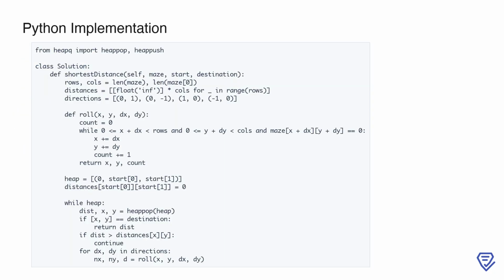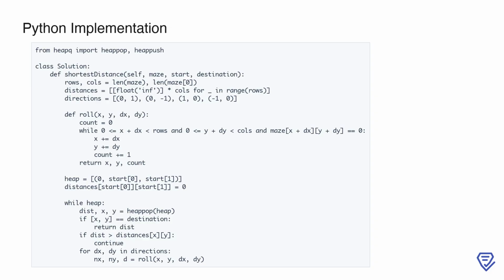Here, we start by importing the necessary functions heappop and heappush from Python's heap module. These will allow us to efficiently manage our priority queue for Dijkstra's algorithm. We then define a class Solution and the method shortestDistance, which takes in 3 parameters: the maze, the starting position, and the destination. The maze is represented as a 2D grid, where 0 indicates an open space and 1 represents a wall. We calculate the number of rows and columns in the maze and initialize a distances matrix with all values set to infinity. This matrix will store the minimum distance required to reach each cell. We also define the 4 possible movement directions: right, left, down, and up.